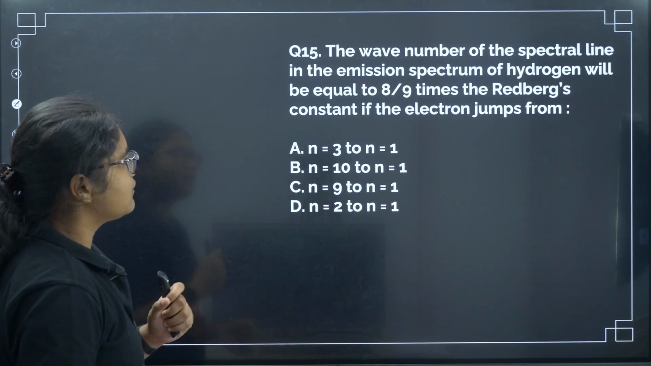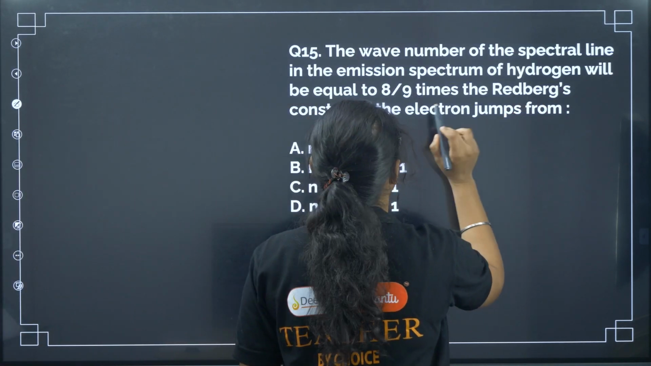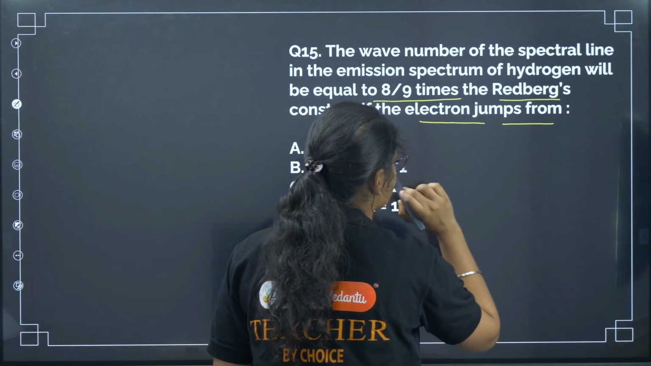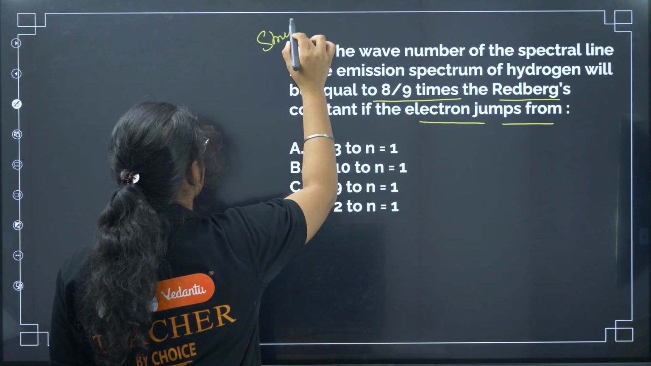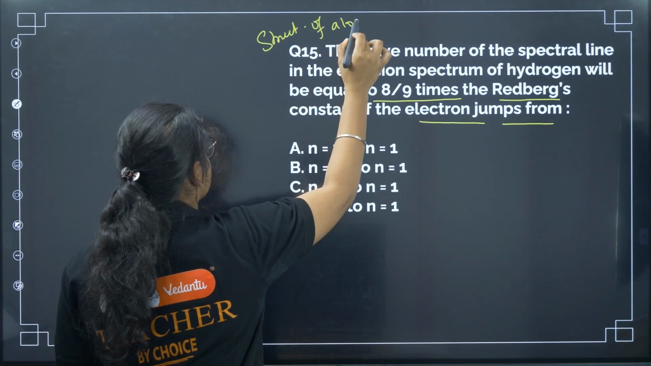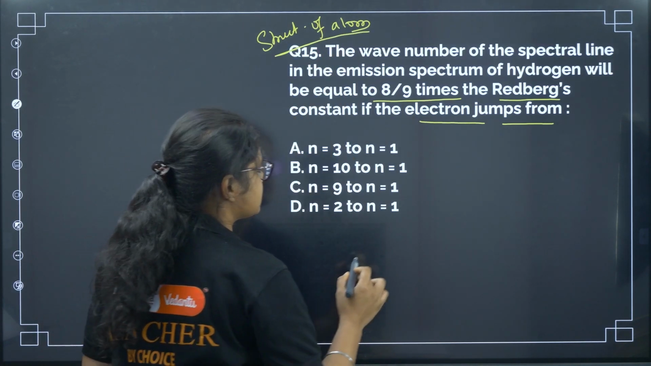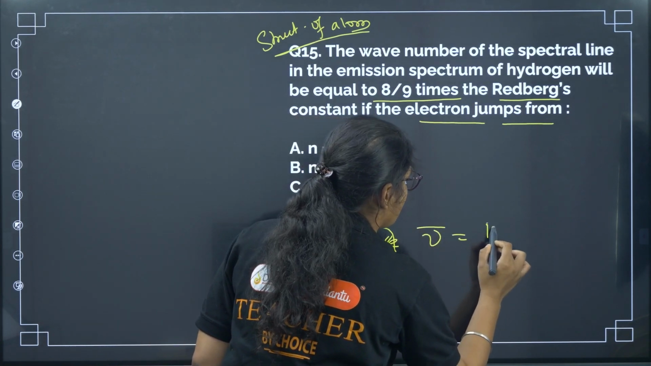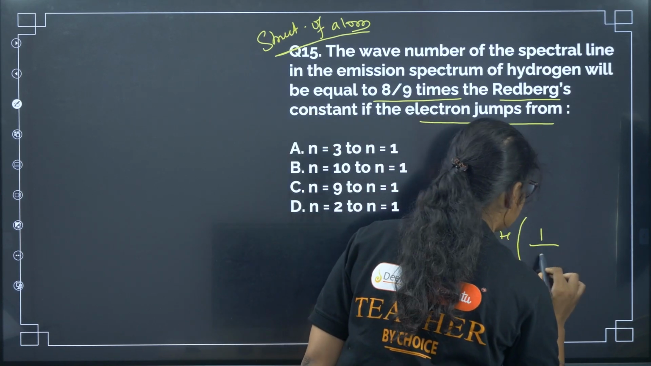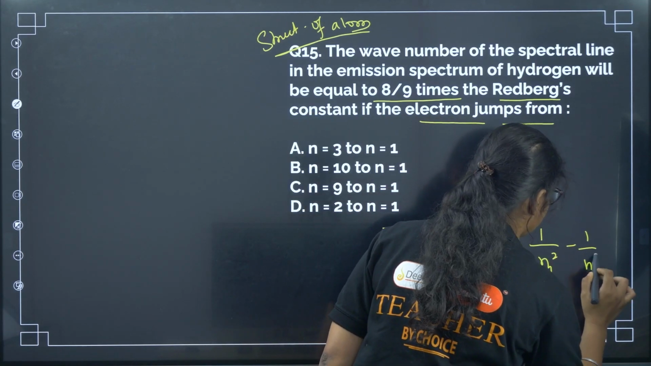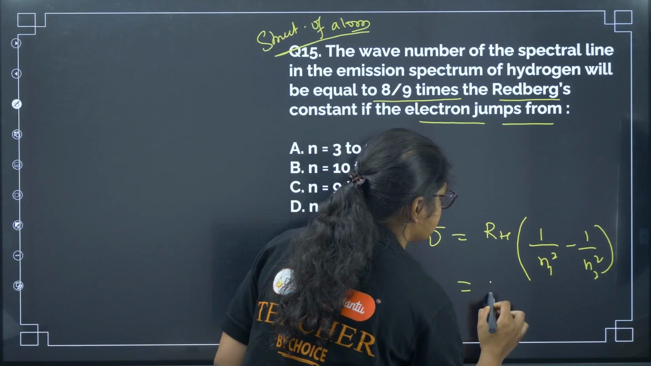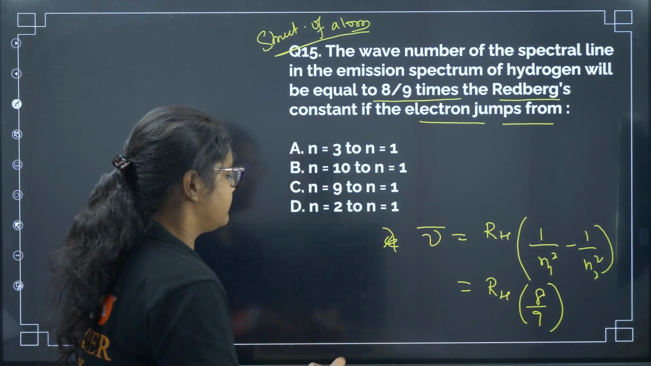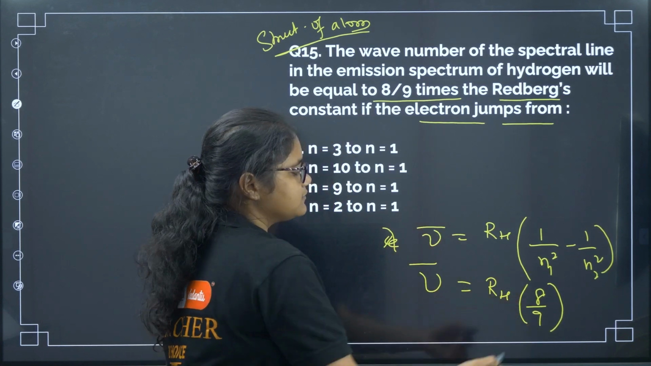Next, the wave number of the spectral line in the emission spectrum of hydrogen will be equal to 8/9 times the Rydberg constant if the electron jumps from. So this question is from structure of atom. Okay, very easy question. You did not do any calculation here. The question is asking the wave number. Wave number is RH × (1/n1² - 1/n2²), right? So the question is telling for which transition this value will be 8/9 times the Rydberg constant. The wave number will be 8/9 times the Rydberg constant.